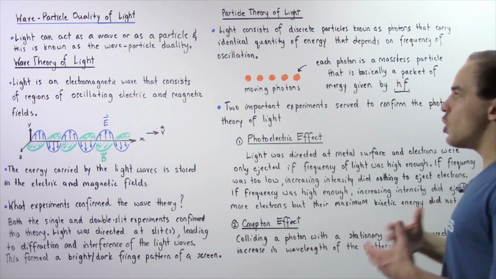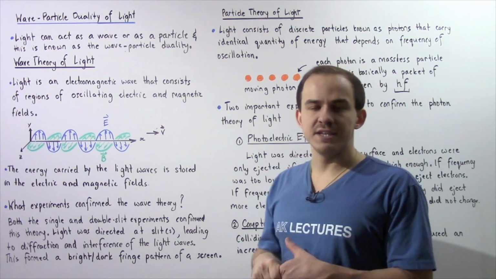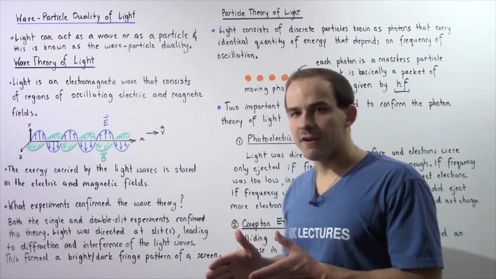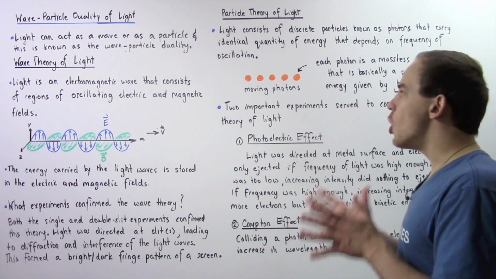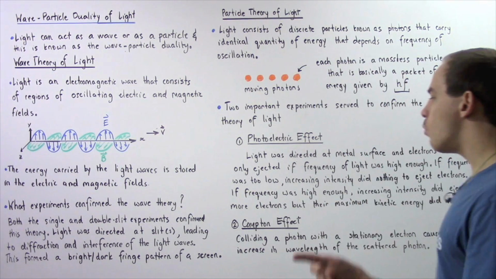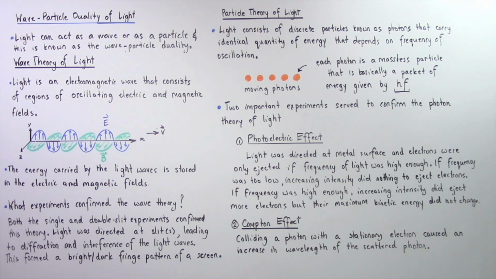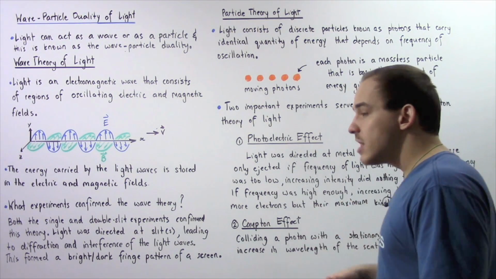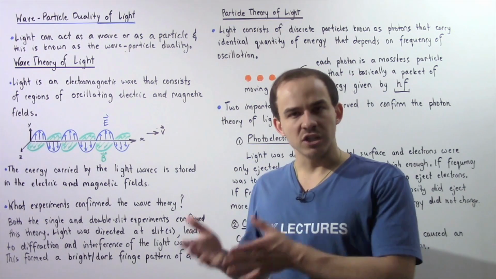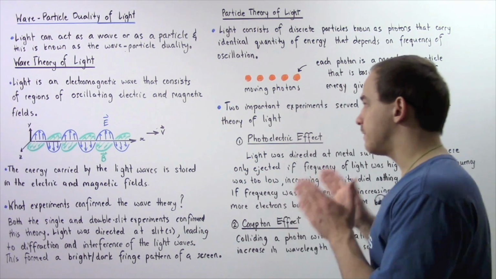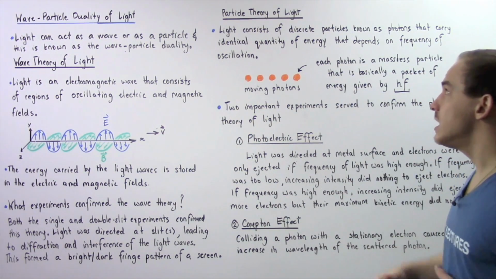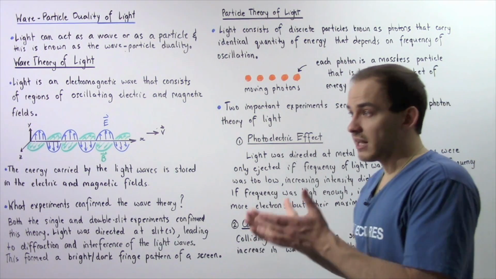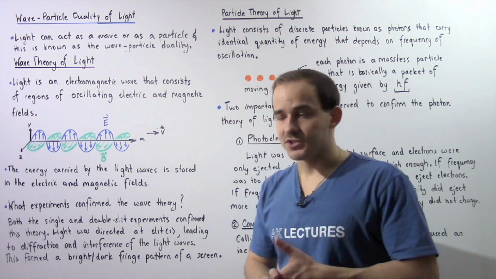So that means no matter how intense our light wave is, if the frequency is not high enough, because of the one-to-one collision between the photon and electron, no ejection takes place. However, if the frequency was high enough, increasing the intensity did in fact eject more electrons, but the maximum kinetic energy of each electron remains the same as long as the frequency is constant. So this experiment basically validated the particle theory of light, the fact that light consists of photons.